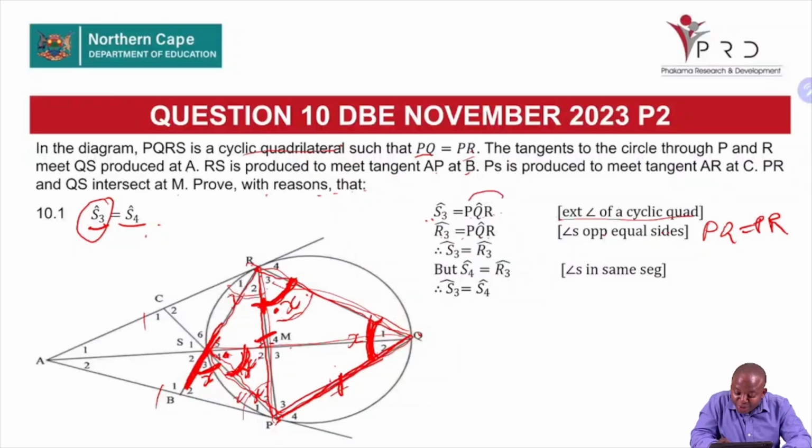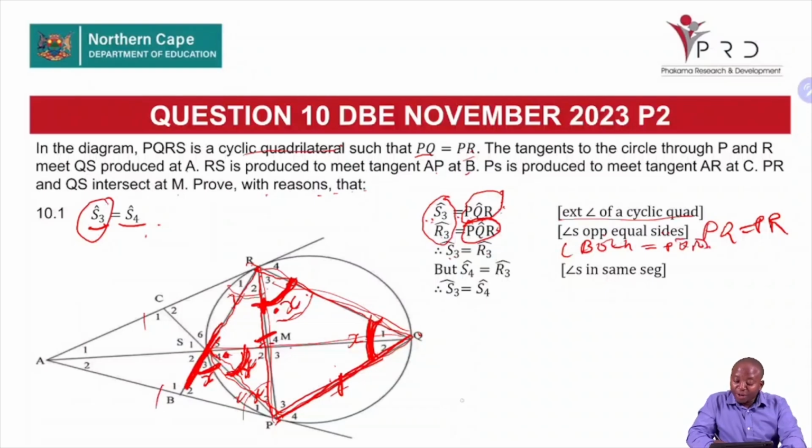That is why we can say equal sides, opposite angles. But because S3 equals PQR and R3 is equal to PQR, when we have a situation whereby two angles are equal to the same angle, then we can say those two angles are equal to each other. So we can therefore say S3 equals R3 because both are equal to PQR. Now, we know that S4, we have mentioned that S4, you can see our S4 was x here.